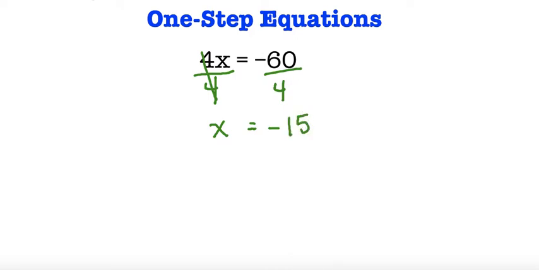And just like our previous problems, if we want to go back and check our work, all we have to do is go back and substitute for x. So 4 times -15 is equal to -60, which makes this equation true. So x in this case is equal to -15.